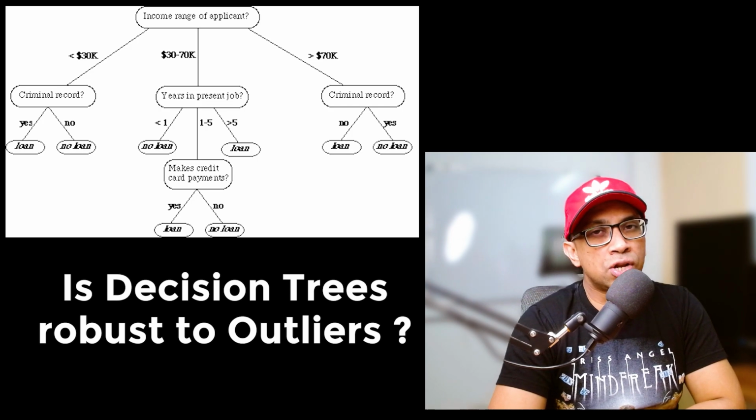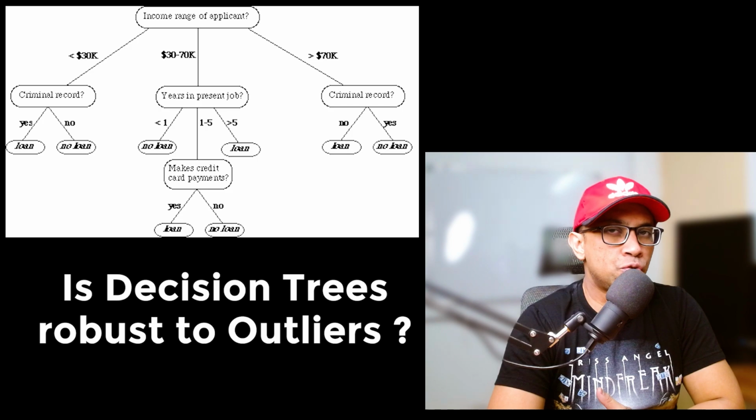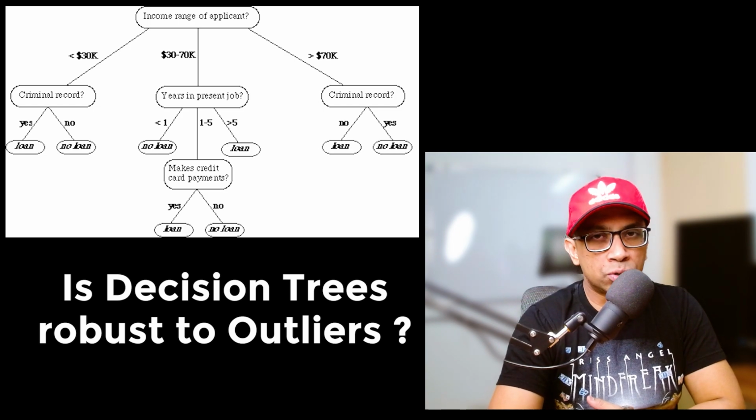So single trees like CART, C5, CHAID, etc. and also ensembles of trees, for example, XGBoost, random forest, gradient boosting, and bagging are all robust to outliers.